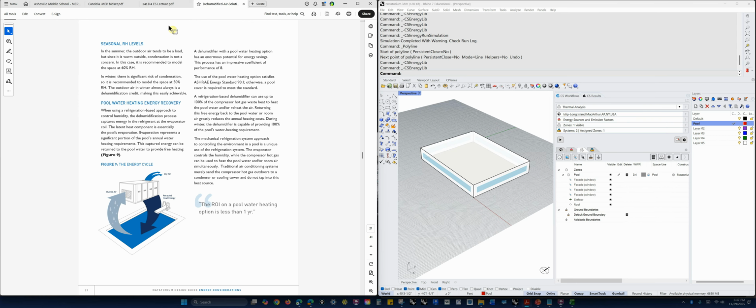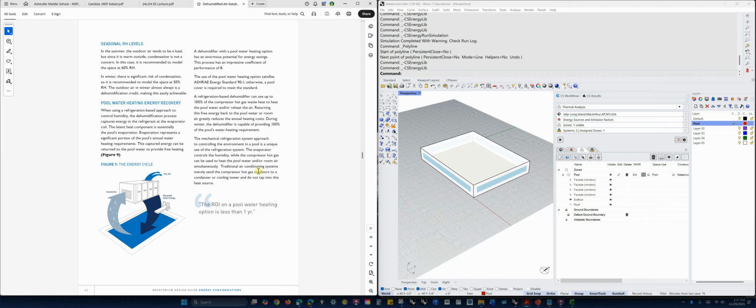And it says in this document that a typical system would have a COP of 8, which is very high. So it's almost like you're getting free pool heating by dehumidifying the air. But that's not something we can really model in our system. It's a completely separate dehumidifier.